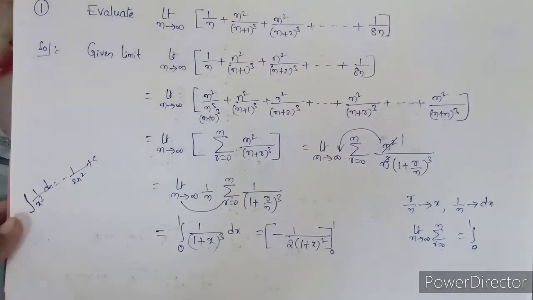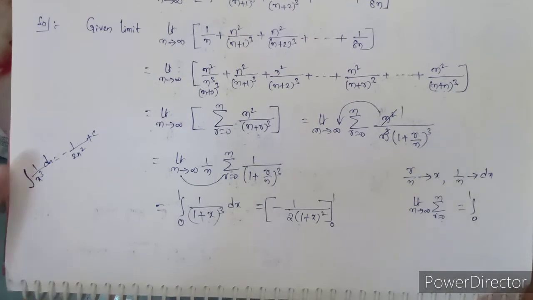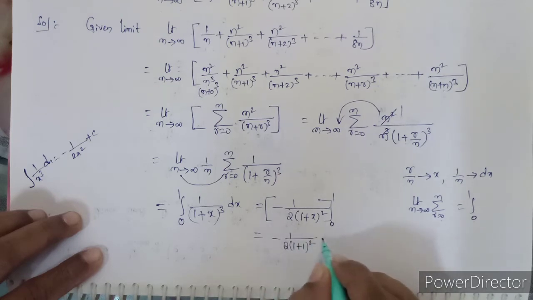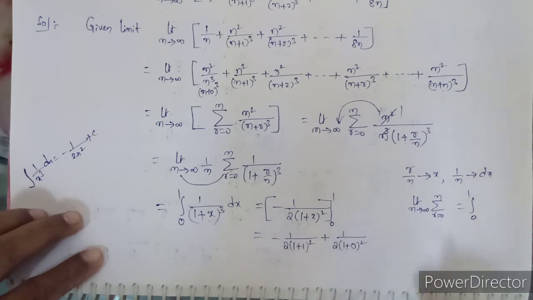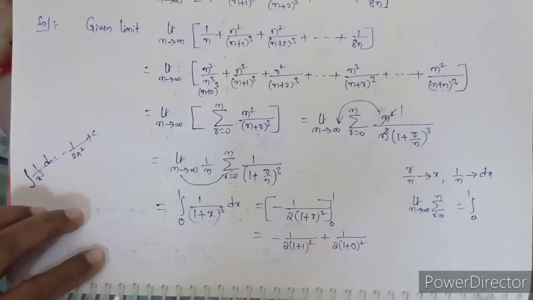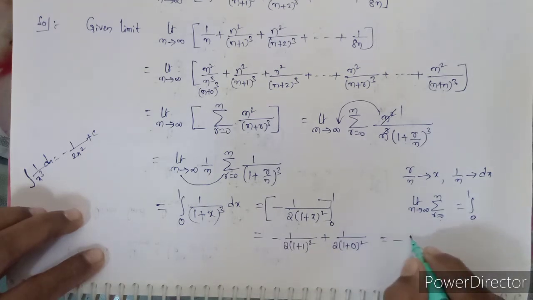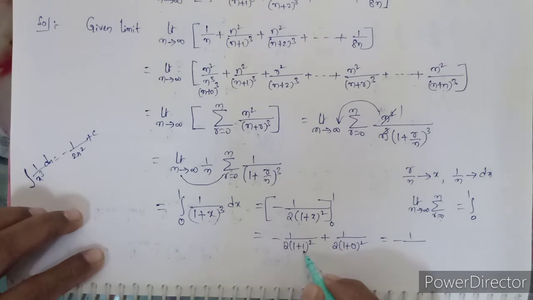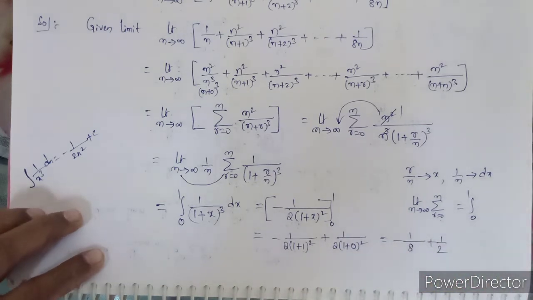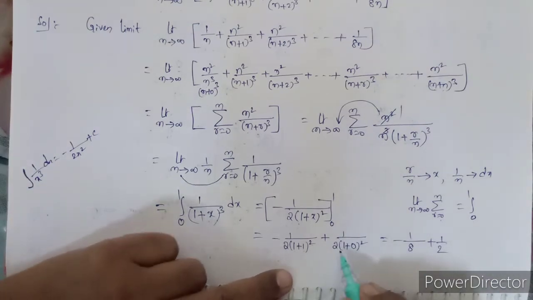By using the fundamental theorem of integral calculus, we write down upper limit minus lower limit. Now minus 1 by 2 into (1 plus 1) whole square plus 1 by 2 into (1 plus 0) whole square. Upper limit minus lower limit. Already there is minus, so minus into minus is plus. So we got minus 1 by 2 into 2 square, 4, 4 into 2 is 8, plus 1 by 2. 1 plus 0 whole square is anyhow 1. So 1 by 2.